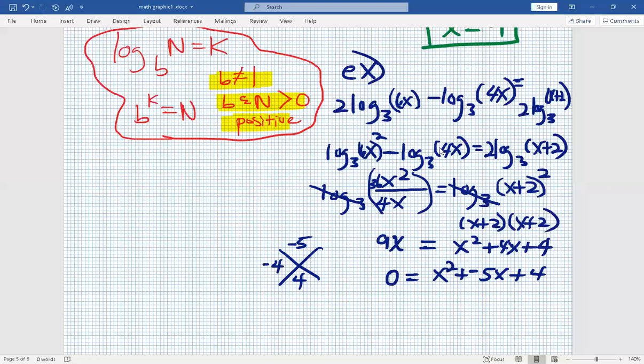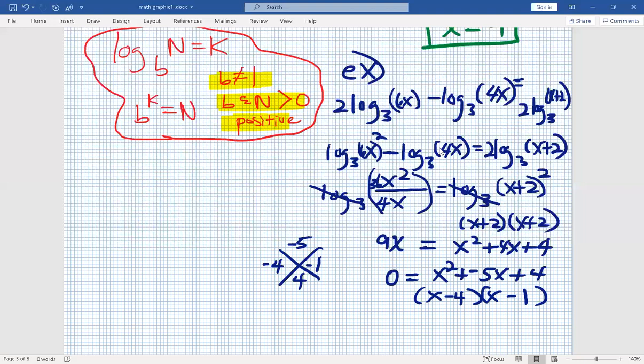And when you add them, it becomes 4, right? So if you were to factor this, you need factors of 4: 4 and 1, negative 1, negative 4. So something times something is 4, but when you add them, it becomes negative 5, okay?